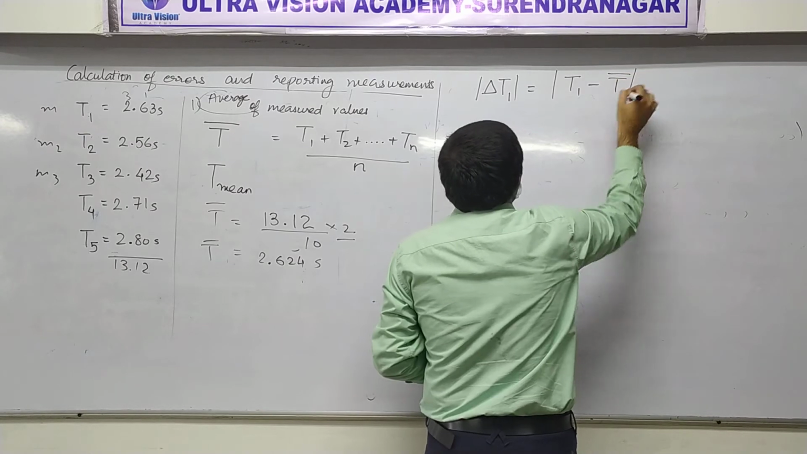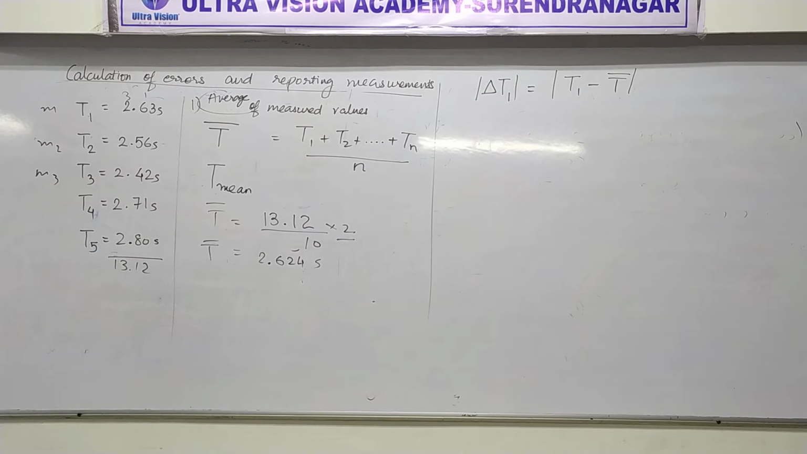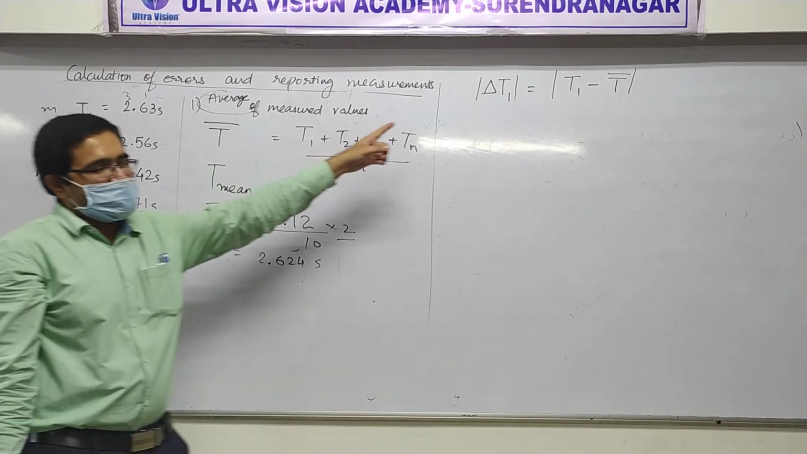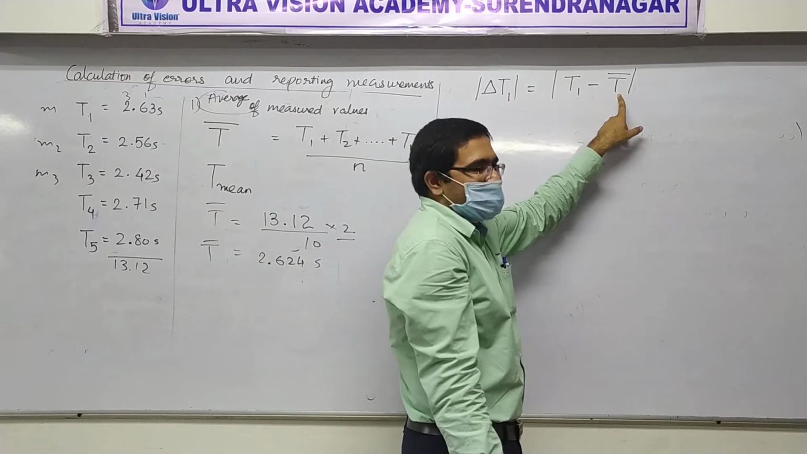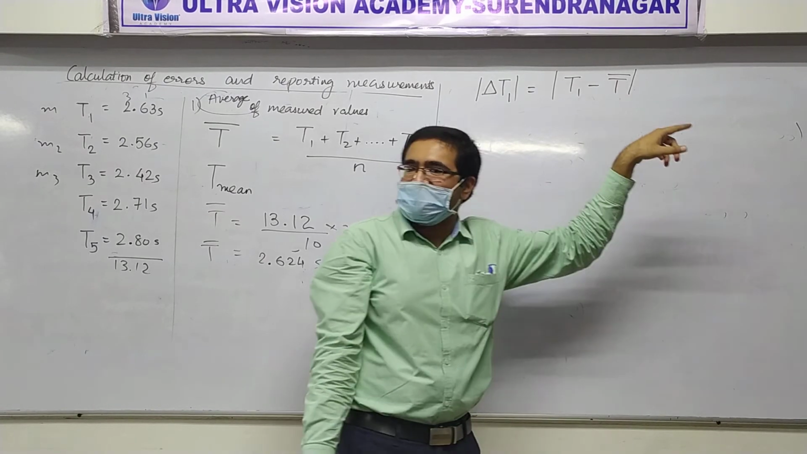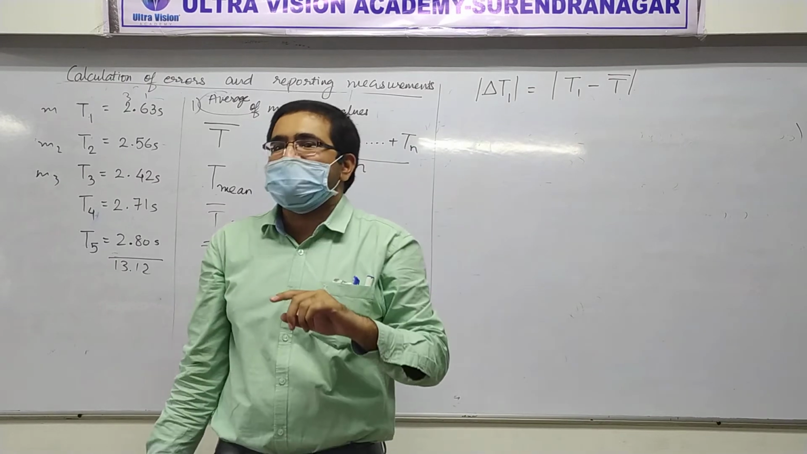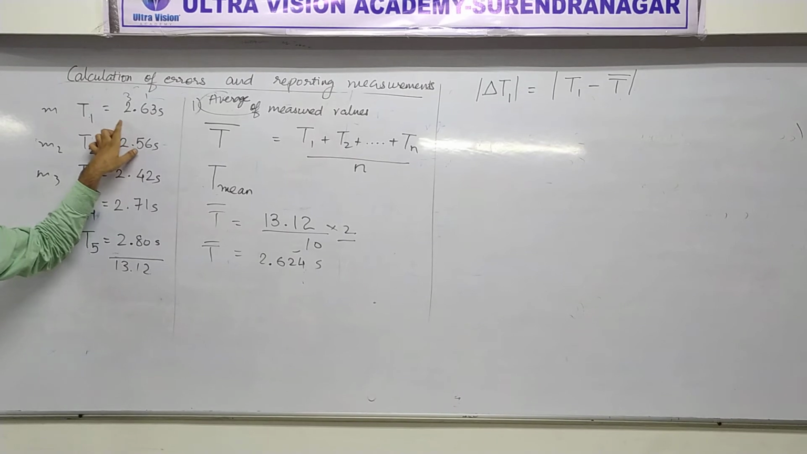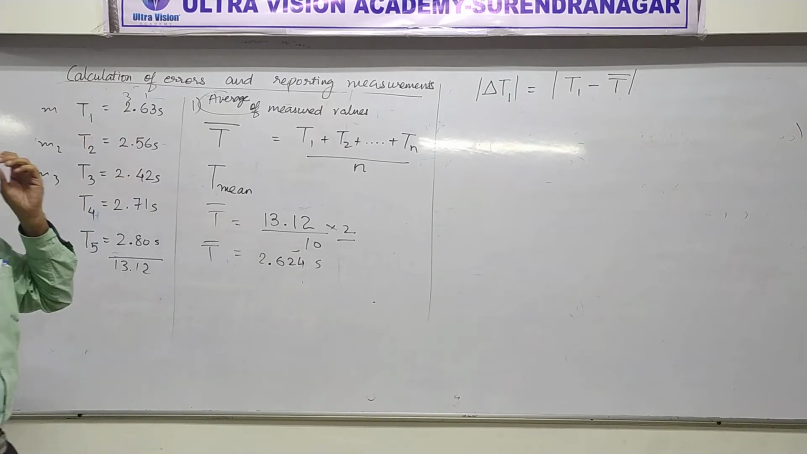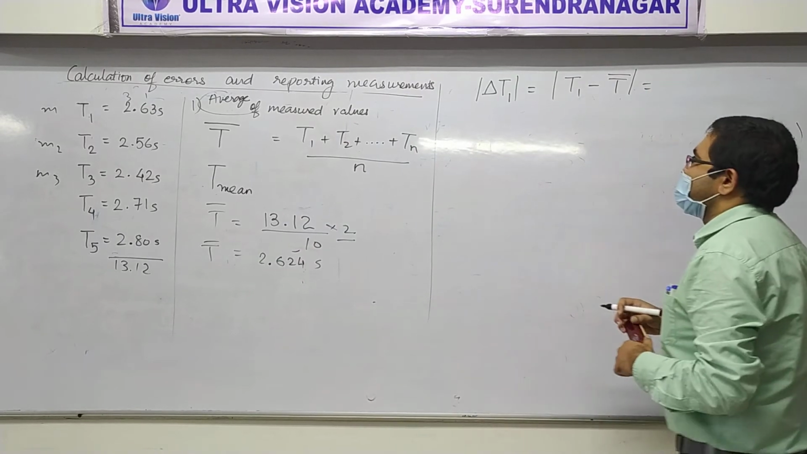Raise your hand if you understood this equation. Again, what is the meaning of delta? Difference of what? Difference of the measured value and the true value. Clear or not? And then put it in a modulus. Clear? Sure? So this would be the error. In which measurement? In the first measurement. Got it? This would be the error in the first measurement. Let's see how much it is.